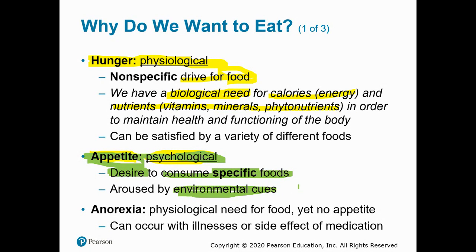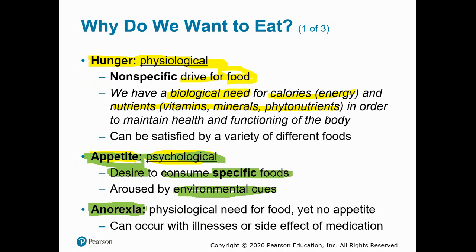And the other five senses, you can kind of go through that yourself. So then anorexia, we're going to talk more about anorexia again in unit 4 and some other behaviorally related, disordered behaviors related to eating. So we'll definitely revisit anorexia then. But it's here just as a counter to hunger and appetite.